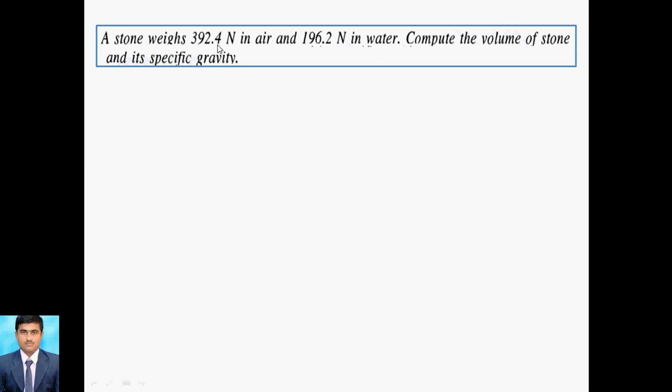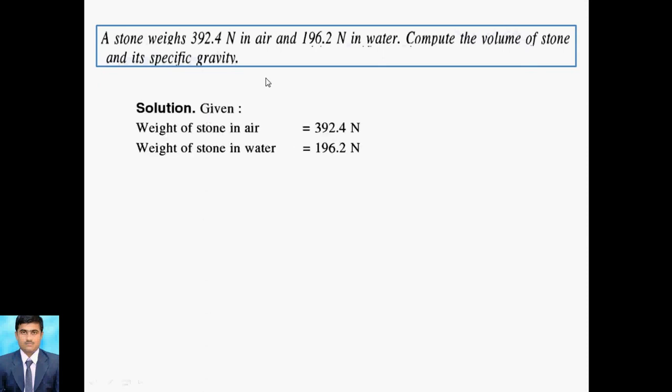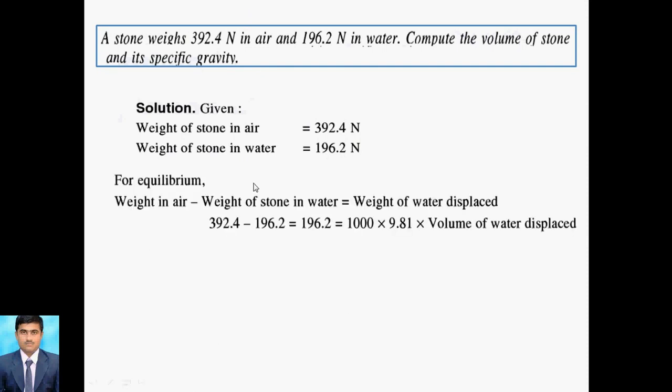Now we go for the next problem: a stone weighs 392.4 Newton in air and 196.2 Newton in water. Here one container is there, with half the stone in air and half in water. Here we can compute the volume of the stone and its specific gravity. First, the weight of the stone in air is 392.4 Newton, and in water it is 196.2 Newton.